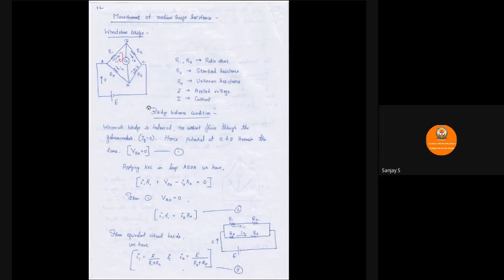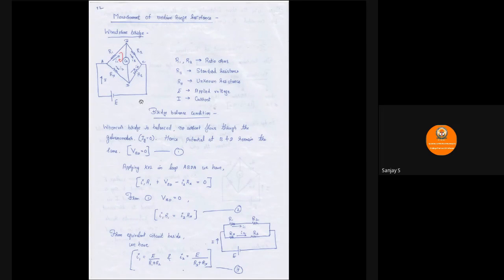And practically there is always a probability that the bridge will not be in balanced condition. Most of the time, as soon as you connect an unknown resistance, the bridge will not be balanced. The bridge has to be balanced. So whenever there is an imbalance in the bridge, obviously current will flow through the galvanometer. So in that particular case, let us try to find the expression for the current flowing through the galvanometer. When the bridge is balanced, no current will flow through the galvanometer. But when the bridge is not balanced, current will flow. We'll have to find that current when the bridge is unbalanced.